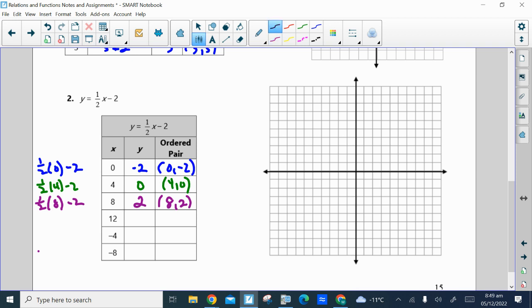The next point we'll get by letting x equal 12. So we take half of 12 and subtract 2. Half of 12 is 6. Take away 2 is 4. So this is the point 12, comma, 4. And then it switches to some negative values of x, first being negative 4. Half of negative 4 is negative 2. Take away 2 is negative 4. So that's the point negative 4, comma, negative 4.